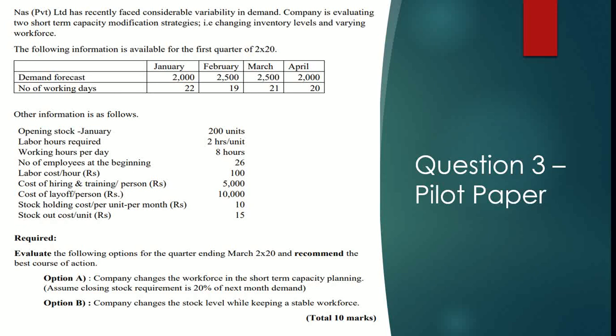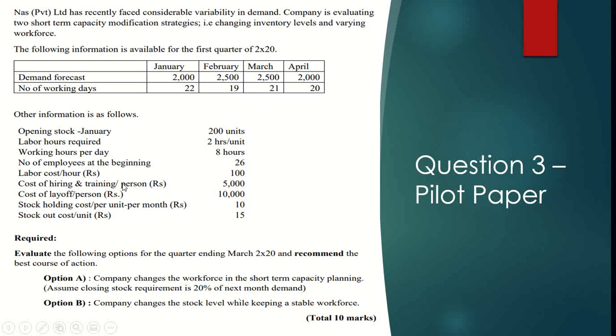Number of employees at the beginning, which means in January the number of employees is 26. Labor cost per hour we are paying 100 rupees, which means per day per labor we are paying 800. Why? A labor working 8 hours per day, per hour we are paying 100 rupees, which means 800 rupees per labor. We have 26 employees at the beginning. So we want to keep that kind of information in mind very carefully, right?